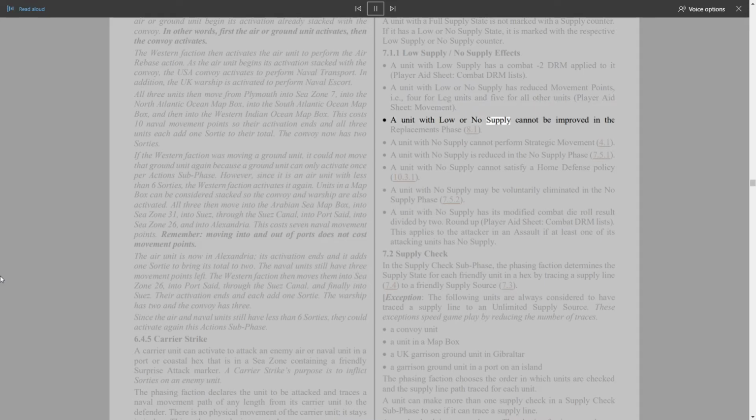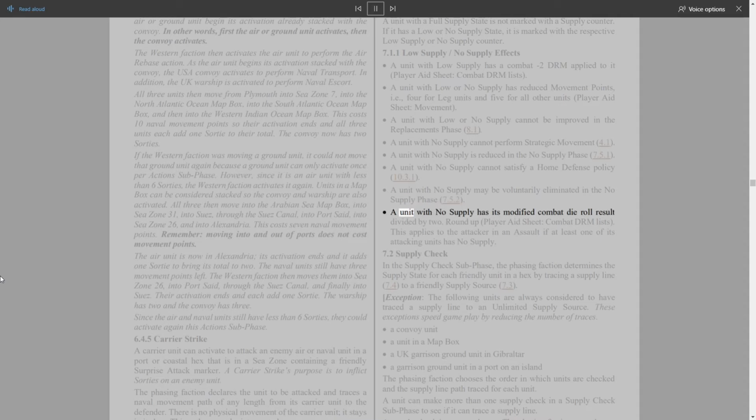A unit with low or no supply cannot be improved in the replacements phase, see 8.1. A unit with no supply cannot perform strategic movement, see 4.1. A unit with no supply is reduced in the no supply phase. 7.5.1. A unit with no supply cannot satisfy a home defense policy. 10.3.1. A unit with no supply may be voluntarily eliminated in the no supply phase.